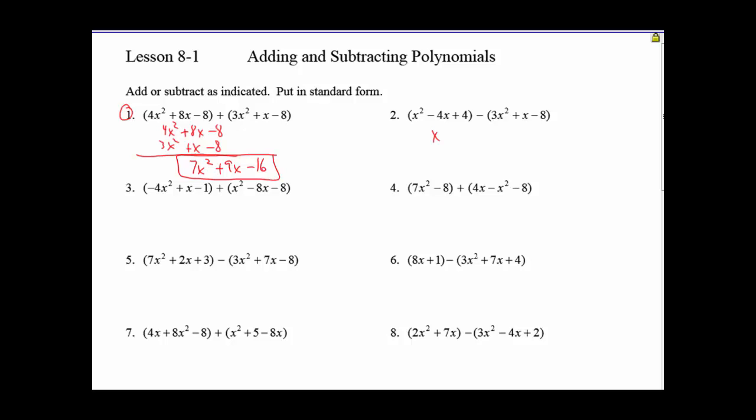Number 2, we have x squared minus 4x plus 4. Now we're going to subtract the next polynomial. So the opposite of 3x squared gives us negative 3x squared. The opposite of x gives us minus x, and the opposite of negative 8 gives us positive 8. If we draw our line, 1 minus 3 gives us negative 2x squared. Negative 4, negative 1 make negative 5x plus 12. Good job.